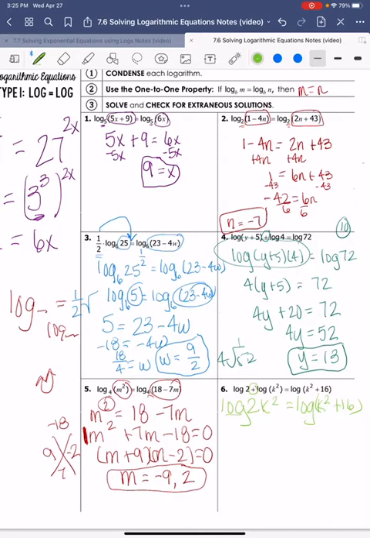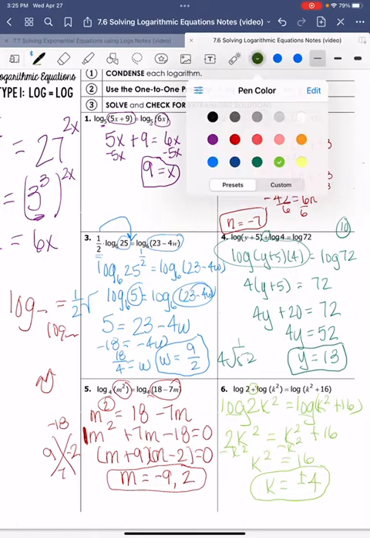Now I have a log equal to a log. They both have base 10. So you get 2k squared equals k squared plus 16. Subtract k squared from both sides. And k is going to equal plus or minus 4. And that is when you have a log equal to a log.